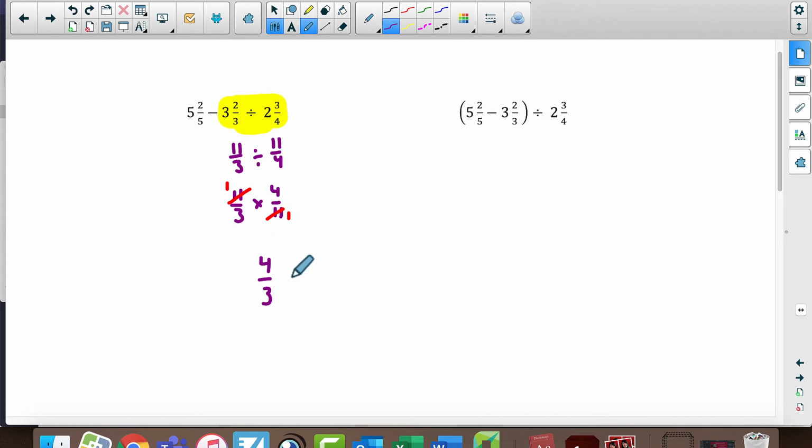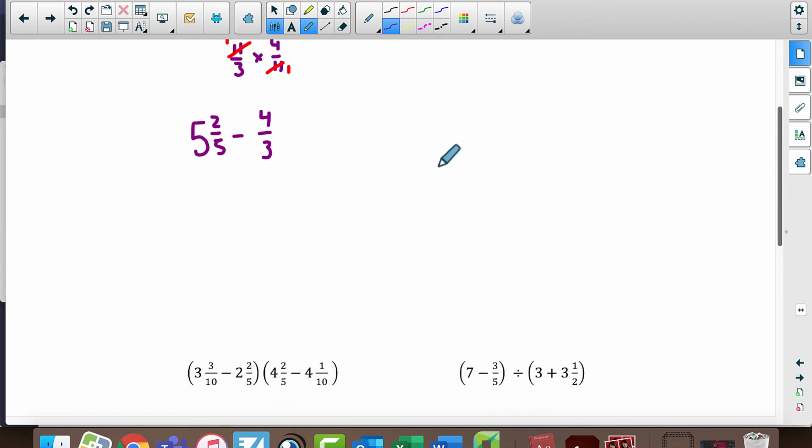Okay, I got 4/3 and now I need to subtract 5 2/5. Do you see what's wrong about that? It's the wrong order. Order matters when you subtract. Order matters when you divide. It actually doesn't matter when you add and multiply, but it does matter when you subtract. So what you should actually be doing is 5 2/5 minus 4/3, right? The same order it says up there.